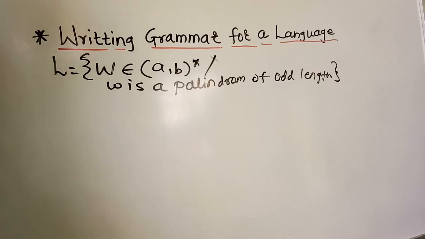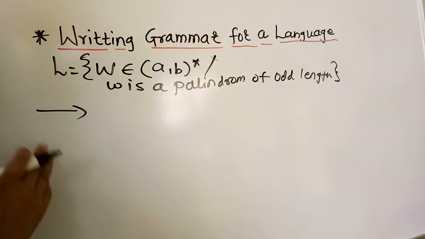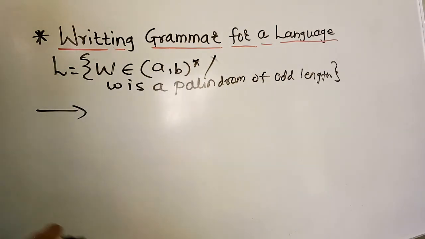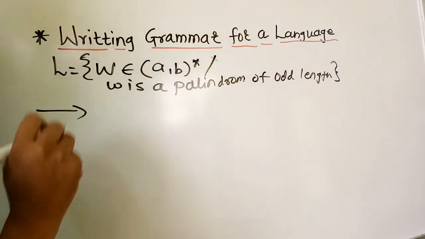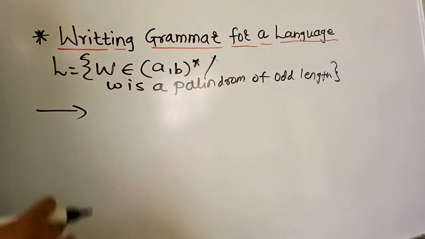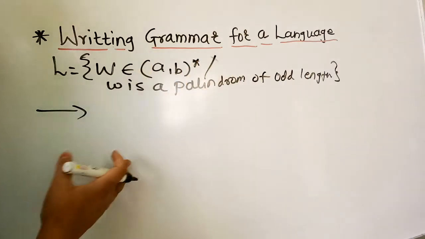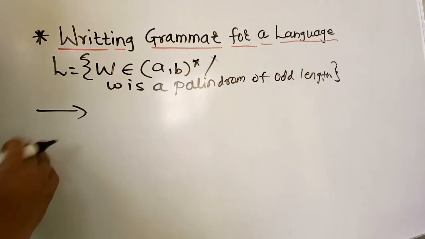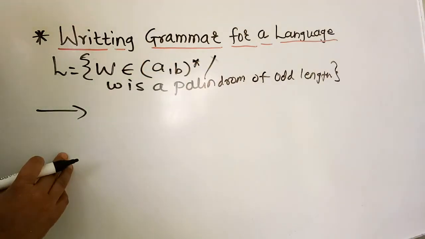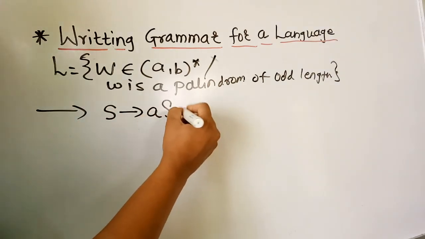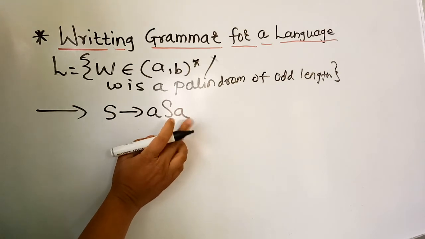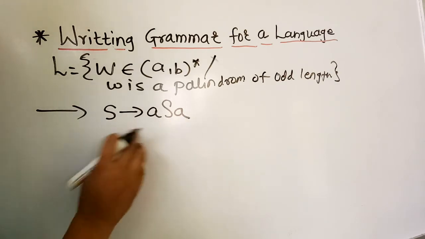Now, how to achieve this? We can say here that, for example, a palindrome of odd length can be a palindrome of only A's or a palindrome of only B's. So A is recursively occurring by itself and B is recursively occurring by itself. So for such a case, we will write a grammar like A recursion. Why are we taking double A here? Because it is of odd length.